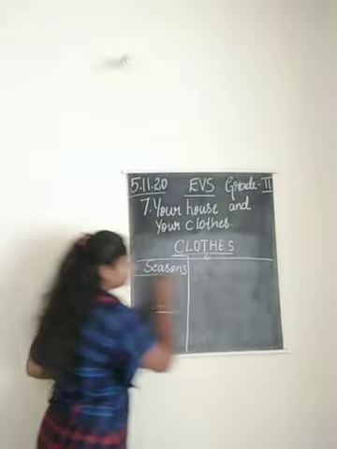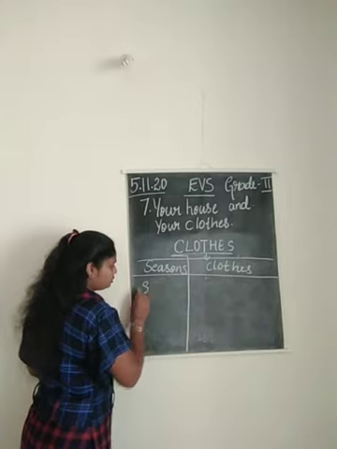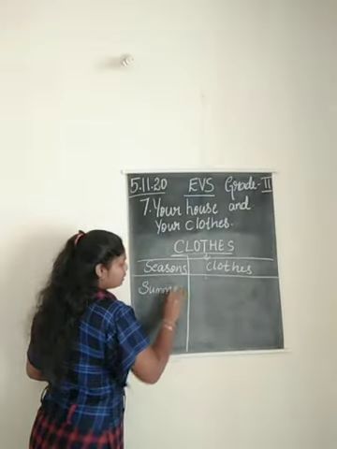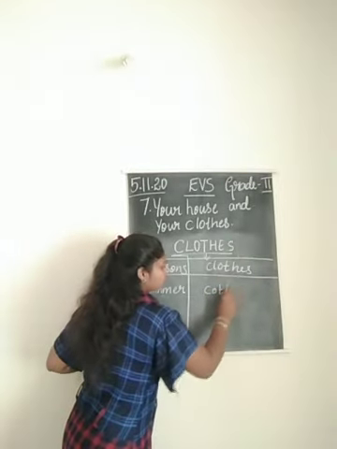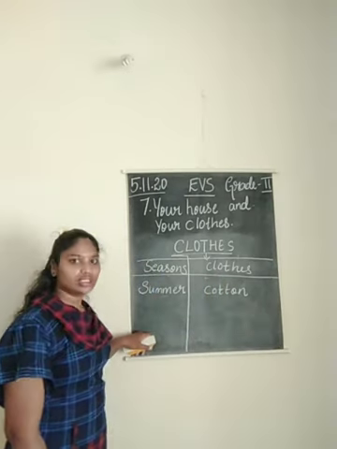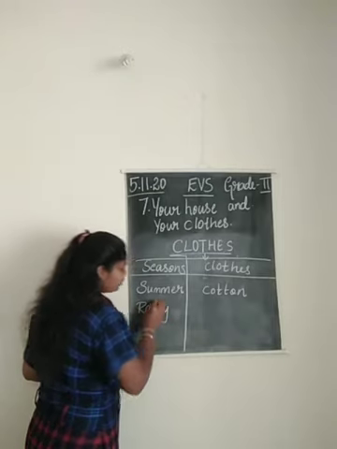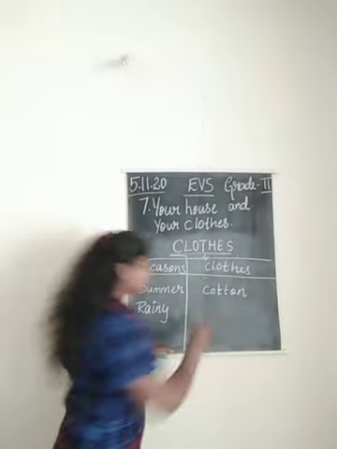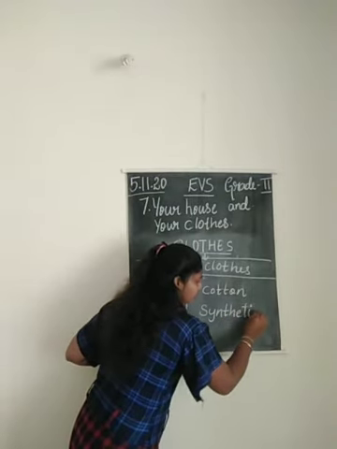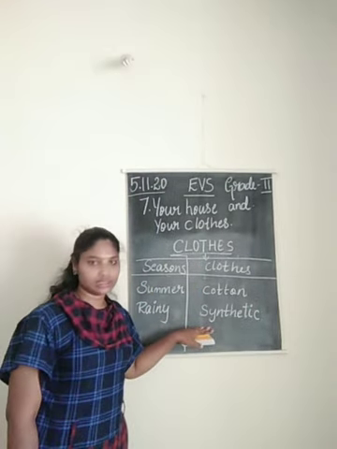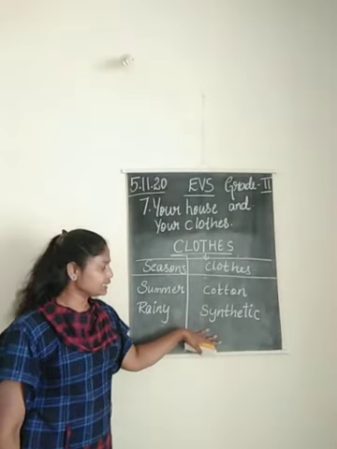Right? So, season, clothes. First, summer. In summer season, we usually wear cotton clothes. The next one is rainy season. In rainy season, it's very good to wear synthetic. S-Y-N-T-H-E-T-I-C. So, why is it very good to wear synthetic? Because it dries very quickly. So, in rainy season, we use synthetic cloth.